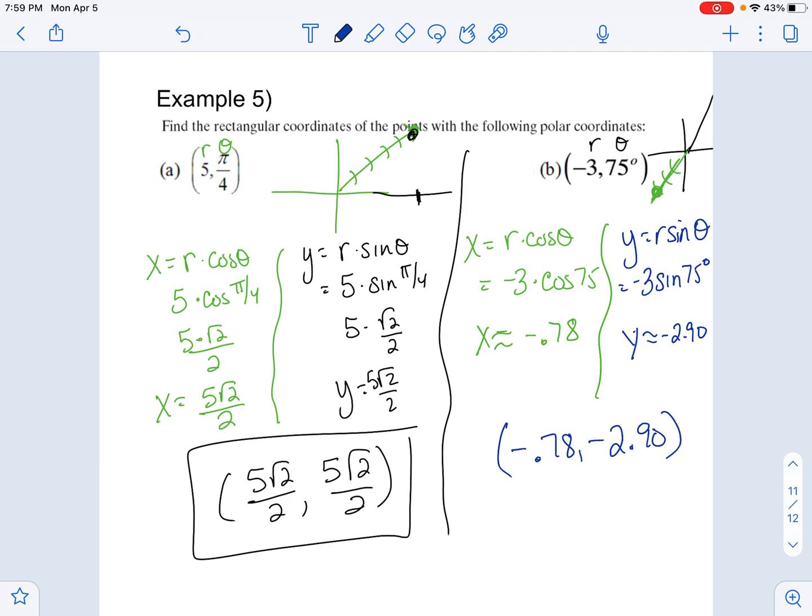So again, if they're unit circle values, make sure you keep them unit circle values or nice square roots like example A. And if it's something that's not on the unit circle that we know the XY coordinates for, the sine and the cosine value for, go ahead and use your calculator.